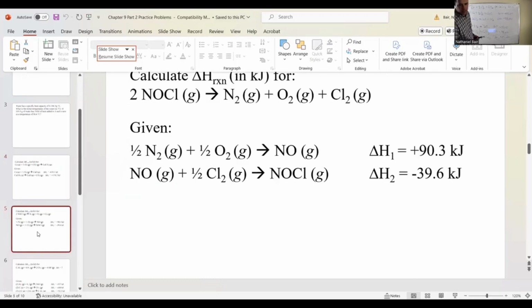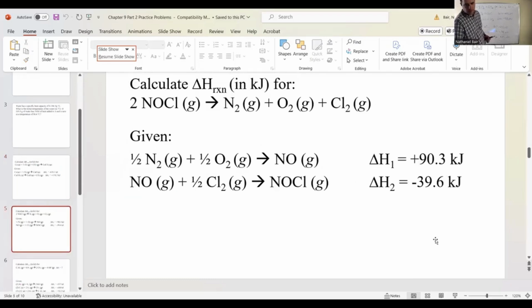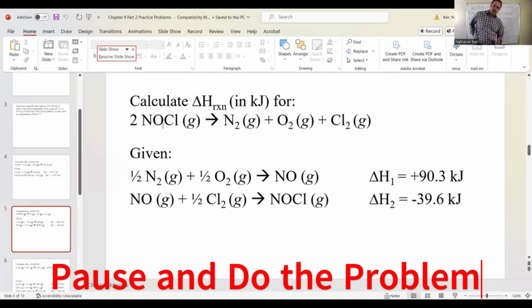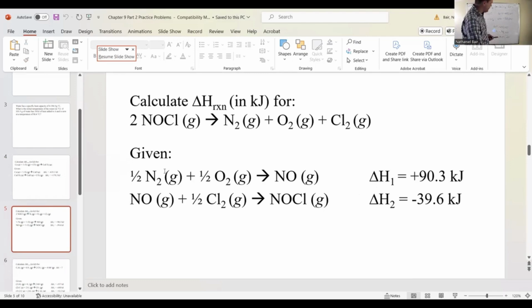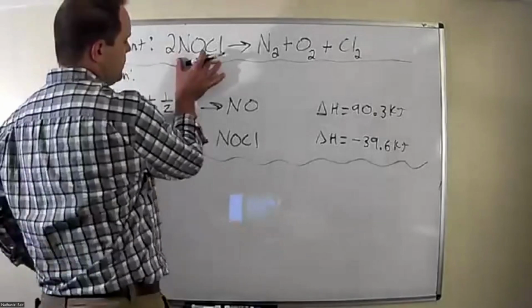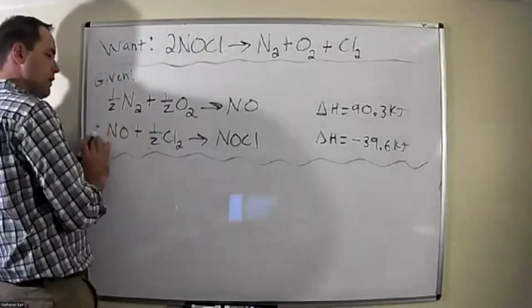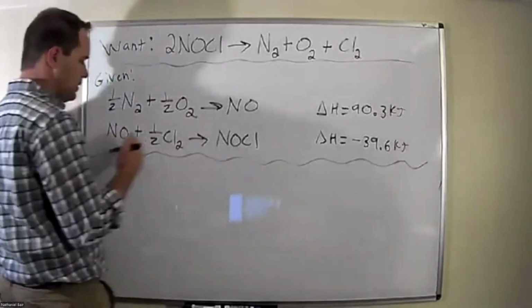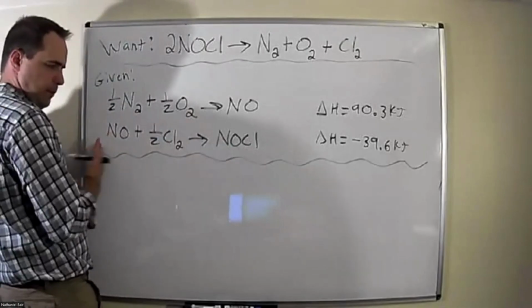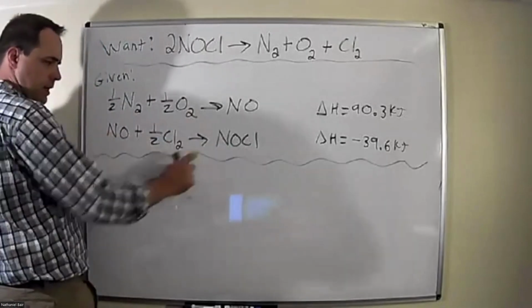Why don't we try another one? Let's keep doing it. Try this guy. We would like to know the change in enthalpy for that reaction using these two given reactions. I'll rewrite it. You do it. We need two NOCl on the reactant side. We look at our given reactions. NOCl is in the second given reaction, but I need it on the reactant side, and I need two of them.